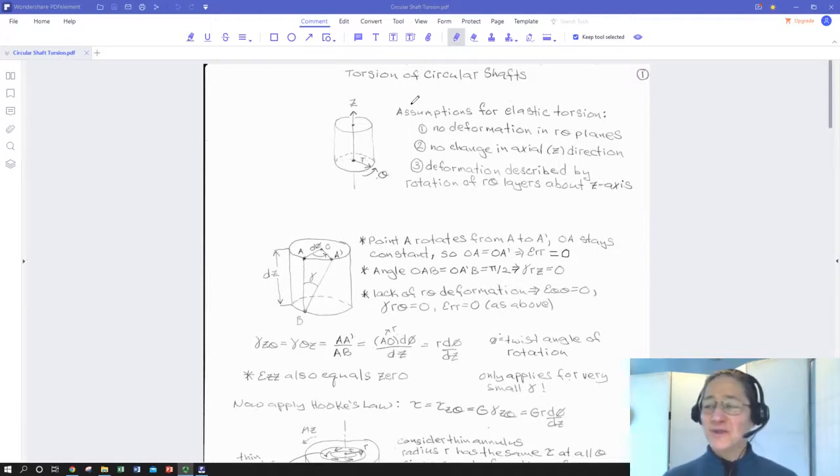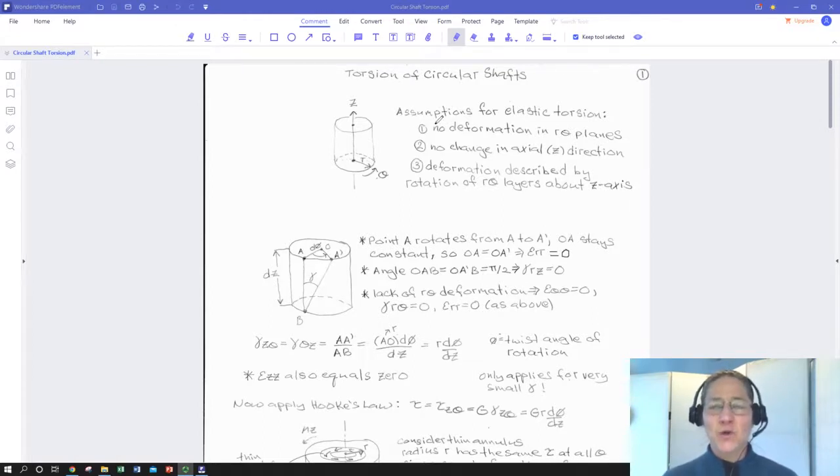So first and foremost, we're going to go through the assumptions for elastic torsion. This is twisting of a shaft. And these are very, very important for deriving the relationships that we're going to use. And we need to remember that anytime we're applying these in a real-world situation, we need to make sure that the actual deformation is small so that these assumptions apply. Because if they don't, then the basis of our derivation isn't there anymore. But we're going to assume that we've got small deflections, so small twists, which is pretty common in regular use.